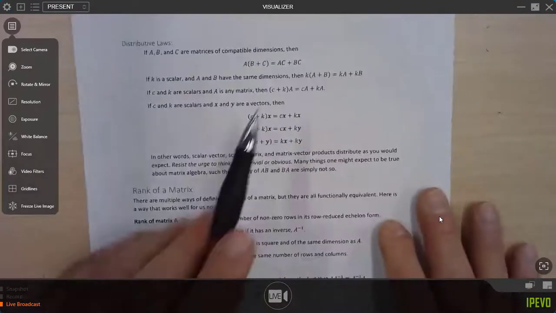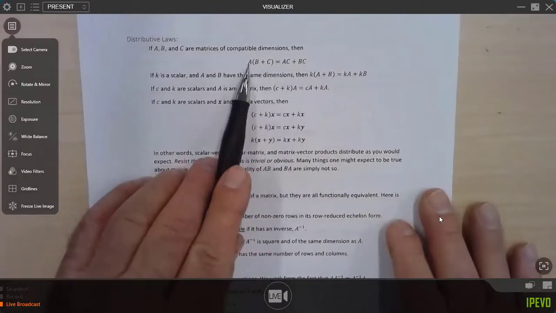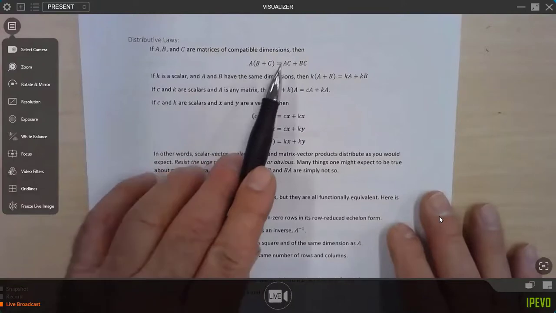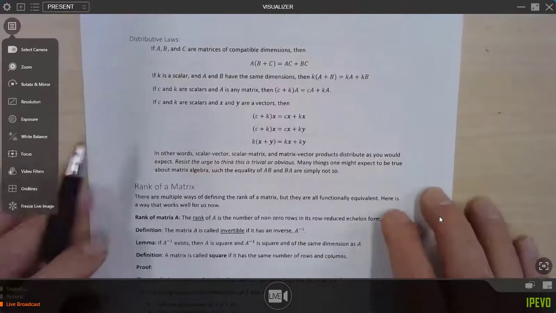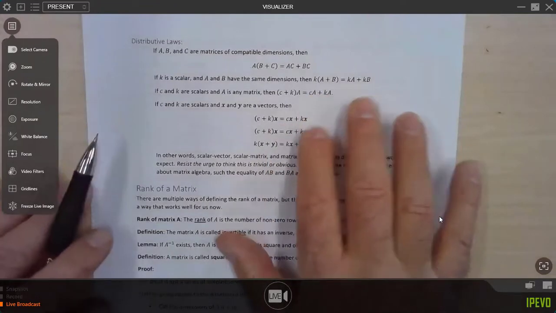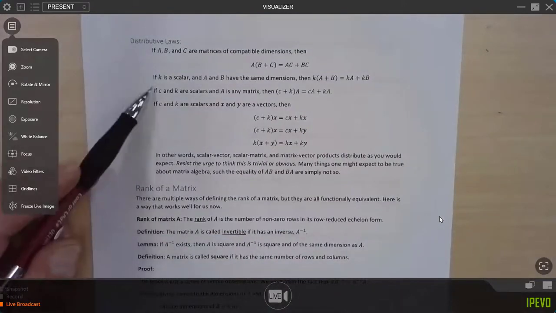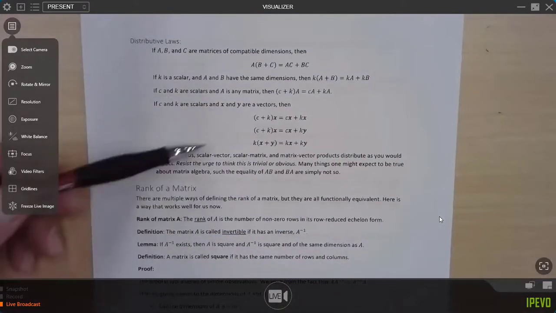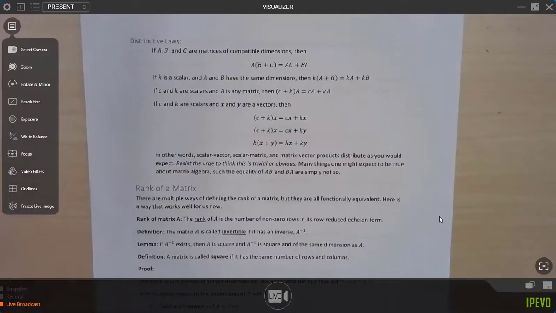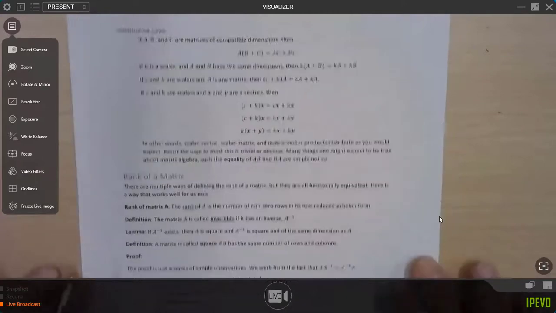There are distributive laws, and they do work. So as long as the addition and multiplication is defined, A times quantity, B plus C, is the same as AB plus AC, and B plus C times A is BA plus CA. Scalars distribute, as you would expect. Matrix multiplication over scalars, that distributes as well. Notice how complicated this gets. These are all distributive laws. Where with real numbers, you say what? K times quantity, A plus B is KA plus KB. That's all there is to say. With matrices, not so simple.